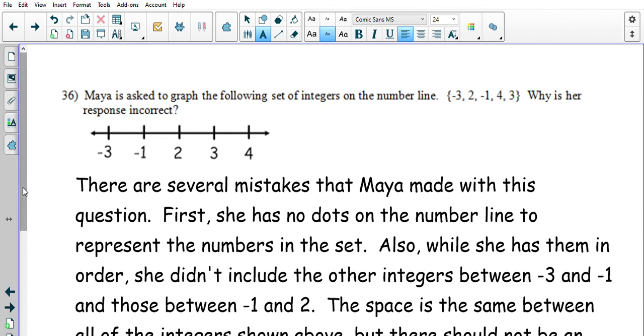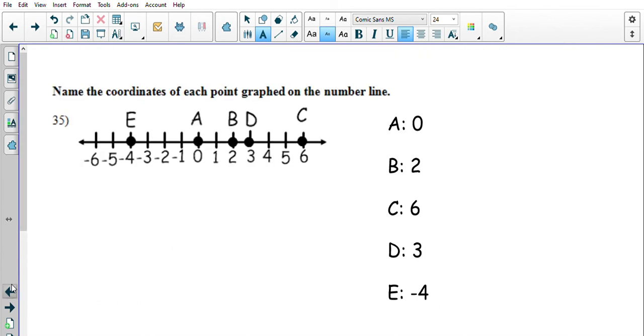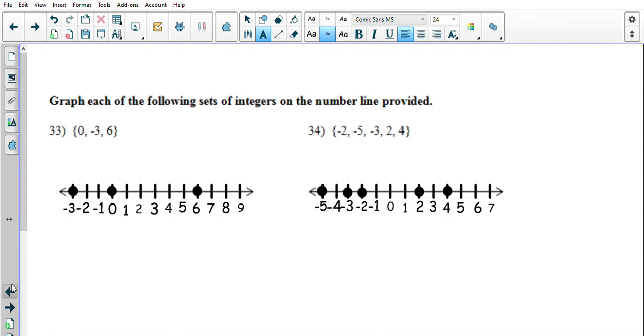I also want to point out that the space is the same between all of the integers shown above, but there should not be an equal distance between these numbers because really there's a distance of 1 unit between 2 and 3, but there's more of a distance between -1 and 2 and then -3 and -1 as compared to between 2 and 3 and 4. So that's also something to consider. But I have seen students do this before. They're like, oh, here's my numbers. I'm going to put them in order, stick them on the number line, boom, I'm done. No dots or any of that. Please don't do that. Go back to these problems. Make your number lines look like these. Look at that. It's a thing of beauty.